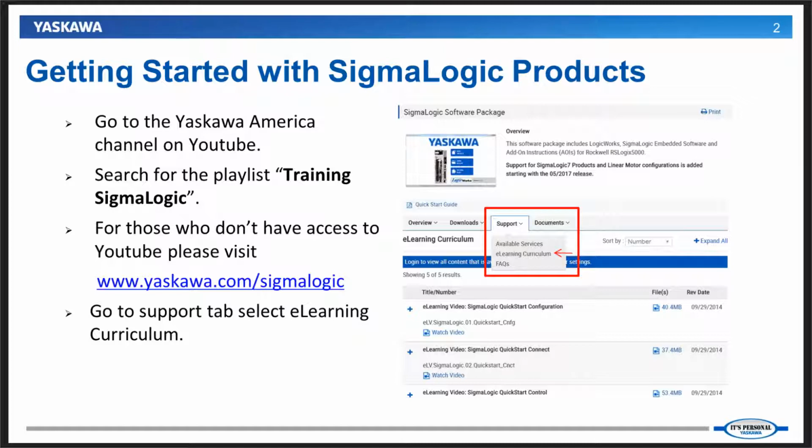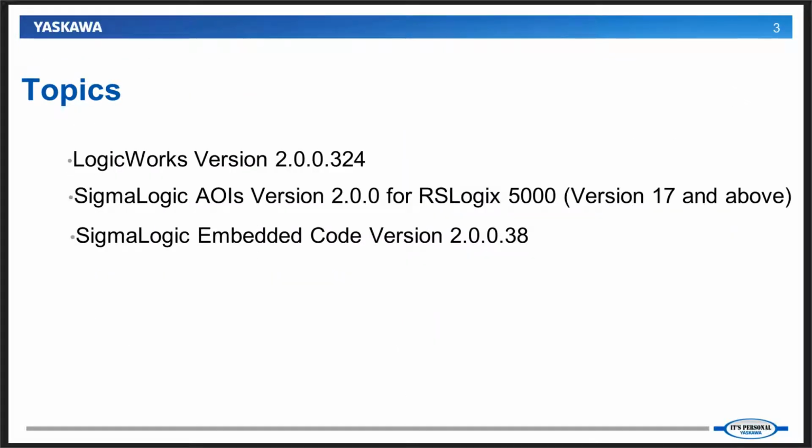With that, let's get started. On today's webinar, I'm briefly going to discuss the new versions, the new functionality, and the improvements that we made on the SigmaLogic software package. When I say SigmaLogic software package, it includes three things. The first is a Logicworks version. The official released version is 2.0.0.324, and a new set of AOI version 2.0.0 for RSLogix software.